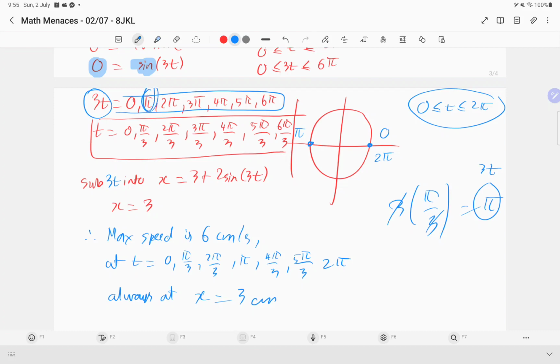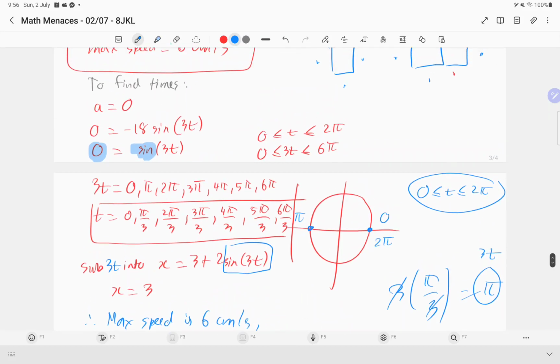But why does it equal 3? I don't get it. Oh, I see. That is because this part will always be 0. The acceleration we solved for when sine of 3t equals 0. So these are the solutions for 3t where sine of that equals 0. When you substitute that back into here, the sine of that is 0. So this part is always 0 at these points.